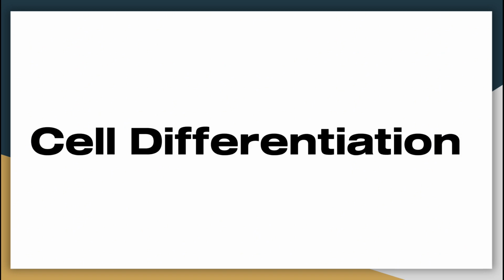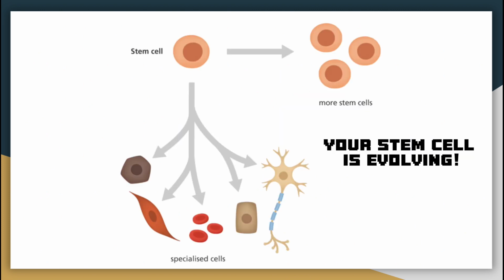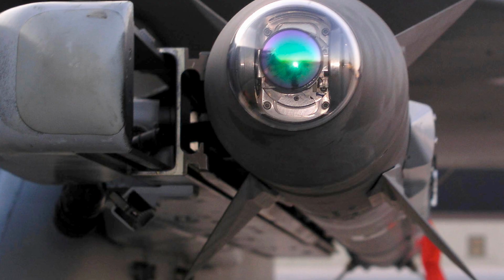Now we have cell differentiation, which is when unspecialized cells called stem cells have certain genes activated, which will allow them to evolve into a specialized cell like a muscle cell. Bam, boom, bop, done with it just like that.